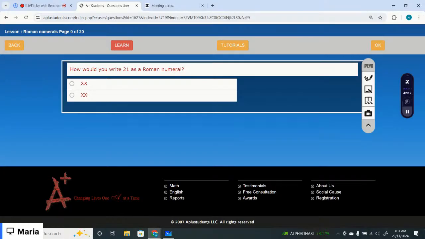How would you write 21? Option number 2 is the correct option. Very good. Okay, you can complete the lesson by yourself later today. Let me just move on to the next lesson.